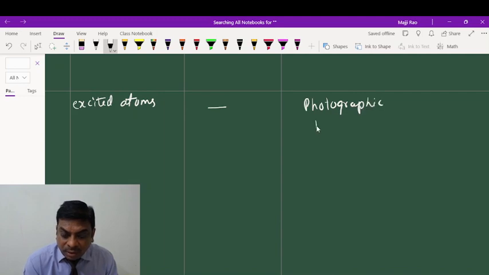Photographic plate can be the best detector.